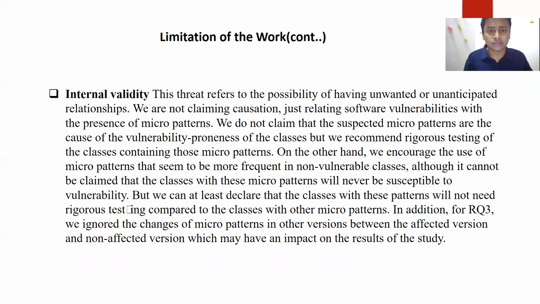The last limitation is internal validity. What is internal validity? This threat refers to the possibility of unwanted or unanticipated relationships. We are only relating software vulnerabilities with the presence of microfeatan. We do not claim that the suspected microfeatan are the cause of the vulnerability of the classes, but we recommend rigorous testing of the classes containing those microfeatan.